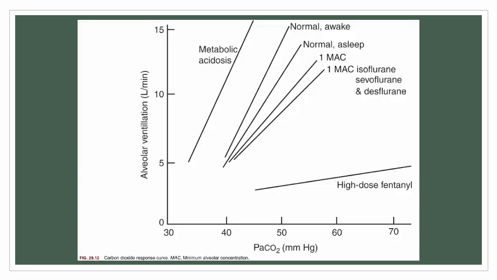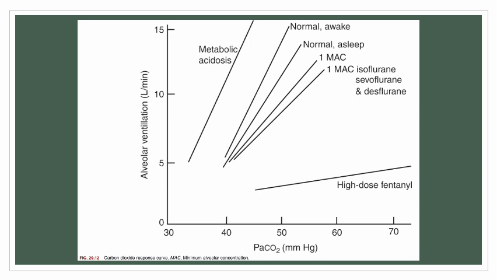So I included this slide because I think it's really important for clinical practice. First I want to draw your attention to the x-axis, where it's PaCO2, measured in millimeters of mercury, and then the y-axis is your alveolar ventilation in liters per minute. Starting with the normal awake patient, the second line in the middle, you can see that normally as our PaCO2 increases, our alveolar ventilation will also increase.